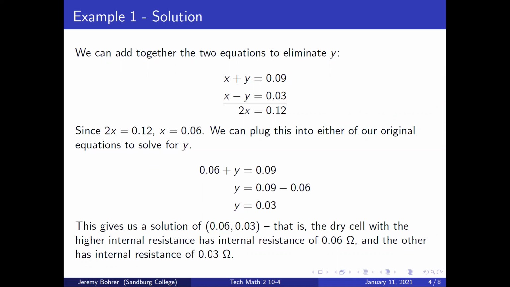We can plug this into either of our original equations to solve for Y. We're plugging it into X plus Y equals 0.09 and replacing the X with 0.06. So 0.06 plus Y equals 0.09. Y equals 0.09 minus 0.06, so Y equals 0.03. This gives us a solution of 0.06, 0.03. That is, the dry cell with the higher internal resistance has internal resistance of 0.06 ohms, and the other has internal resistance of 0.03 ohms.